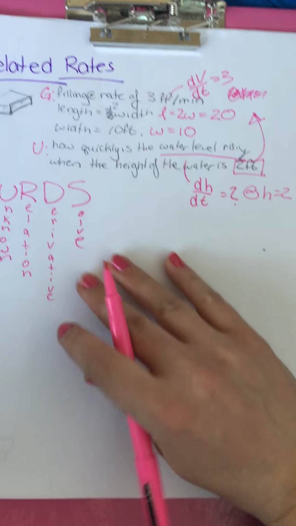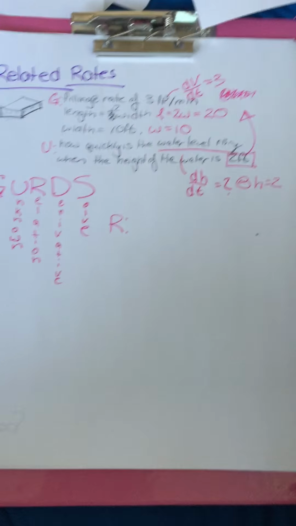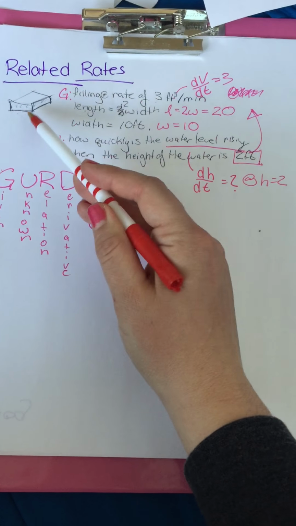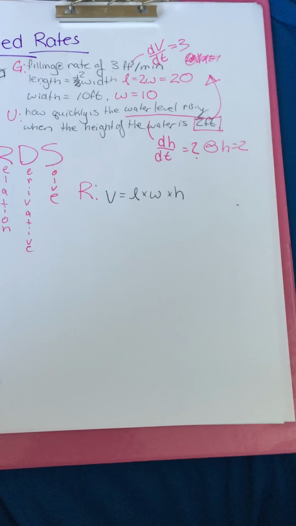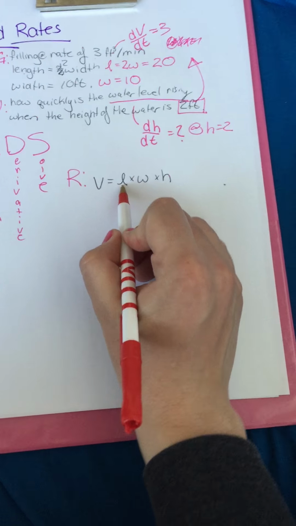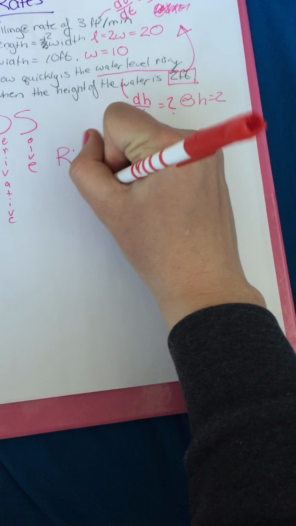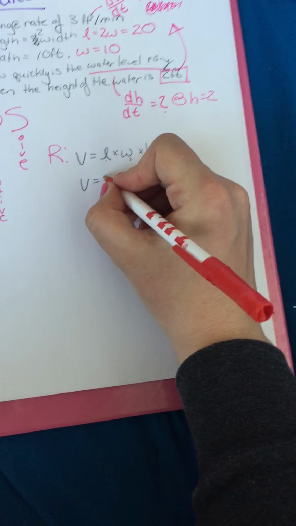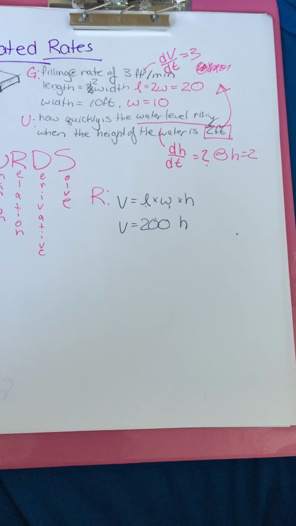Okay? So now we move on to our R. So this stands for relation. So here, how are these things related? Well, they're related by the volume of this pool. So we have the volume is equal to length times width times height. So that's pretty simple, right? So we know that length is 20 and width is 10. So we have V is equal to 20 times 10, which is 200, times H, right? So that was pretty easy.